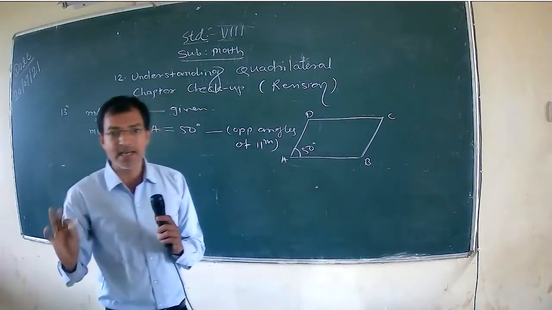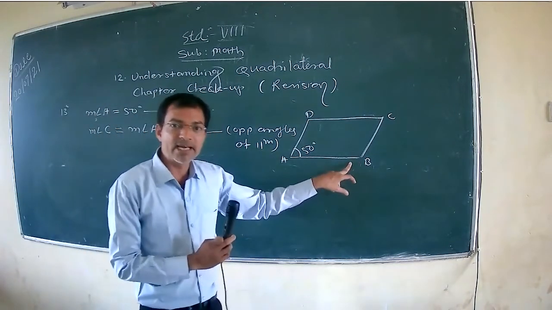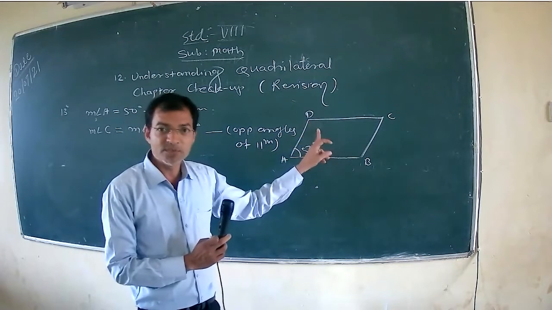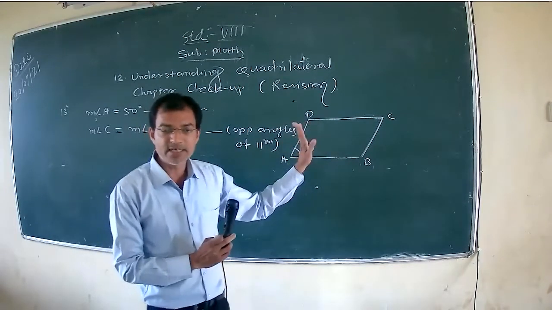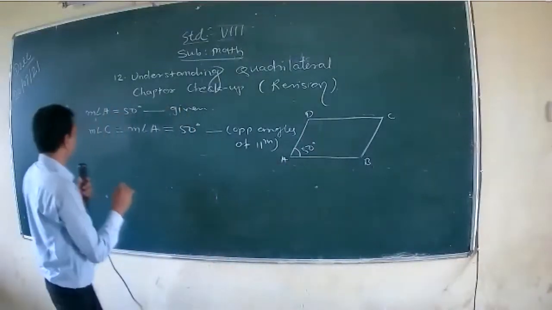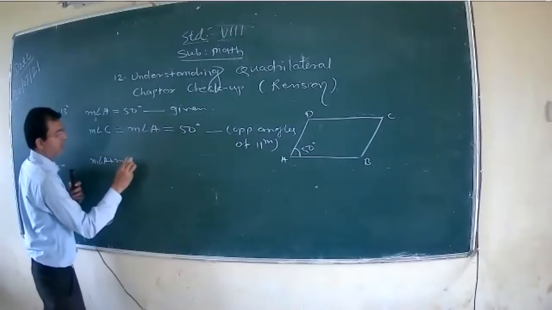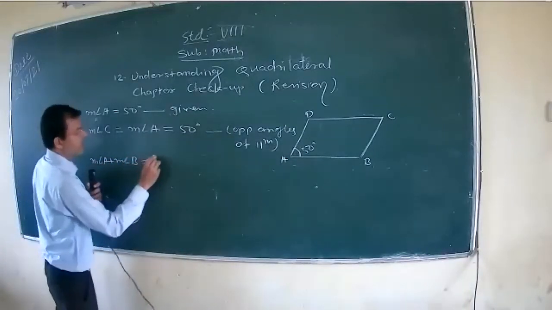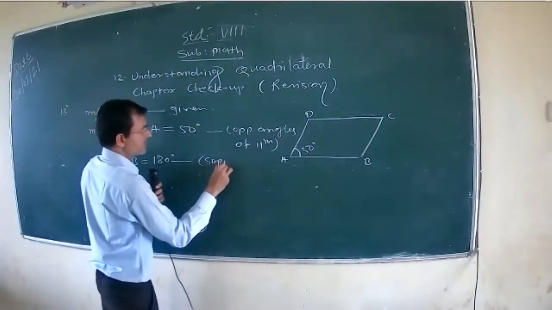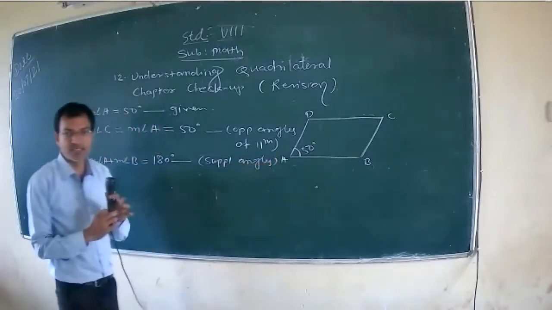कोई भी एक angle आपको find करना है. Suppose if you find angle B, then you can directly write angle D is equal to what? Because this is also the opposite angle in a parallelogram. So we can write here measurement of angle A plus measurement of angle B is equal to 180 degree. Why? Supplementary angles. These two are supplementary angles.